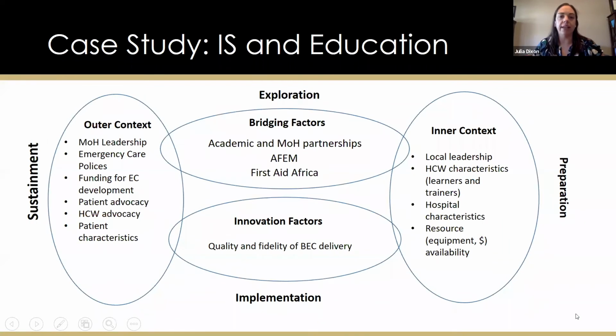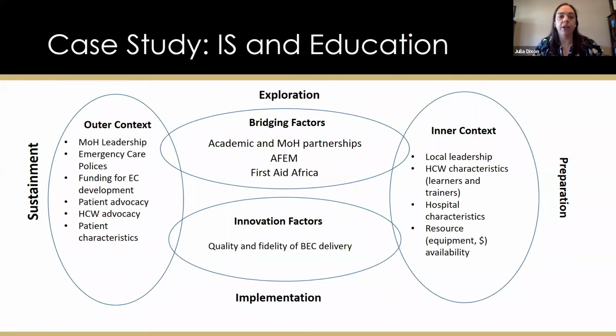Next slide, please. So going back to that EPIS framework and thinking about this case study in particular, things that would be relevant to the inner context are local leadership, characteristics of the healthcare workers, both the learners and the trainers, characteristics of the hospitals, and then resource availability, not related to the clinical care that was being provided, but related to the training. So did you have adequate mannequins? Did we have the funding for lunches and per diems if that was needed?